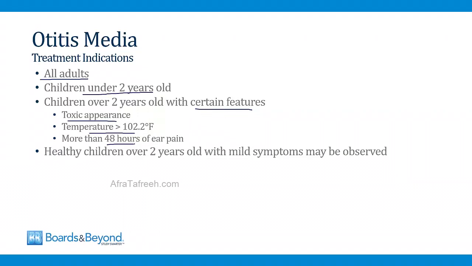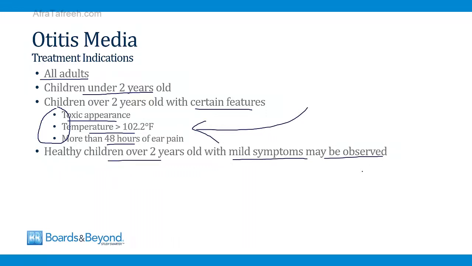Another indication for antibiotic treatment in a child over 2 is temperature that's higher than 102.2 or more than 48 hours of ear pain. And many children who develop otitis media have one of these three features, so children are often treated with antibiotics. But you should be aware that according to guidelines, if children are over 2 years old and their symptoms are mild and they don't have any of these features, you can potentially observe them. And the reason for this is because many of these cases will resolve on their own, and the more we use antibiotics, the more likely children are to get antibiotic-resistant infections.